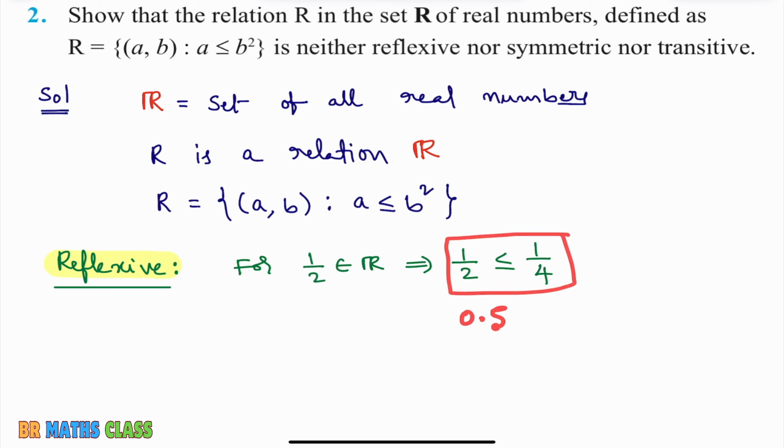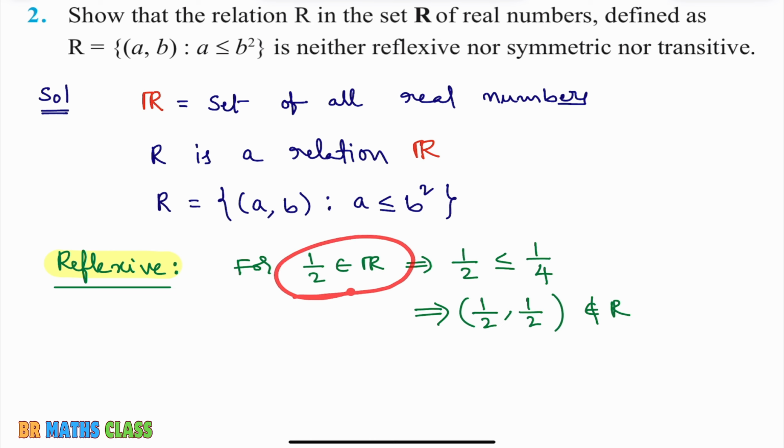1 by 2 is 0.5. 1 by 4 is 0.25. See, 0.5 is not less than 0.25. That condition fails. 0.5 is not equal to 0.25. That condition also fails. That tells you that this is false. As this is false, I can write that (1 by 2, 1 by 2) does not belong to the relation. Here, I took one element in the set of all real numbers and checked this ordered pair x comma x type, and that is not in the relation. That means this element fails to satisfy the reflexive condition. So I can say that this relation R is not reflexive.